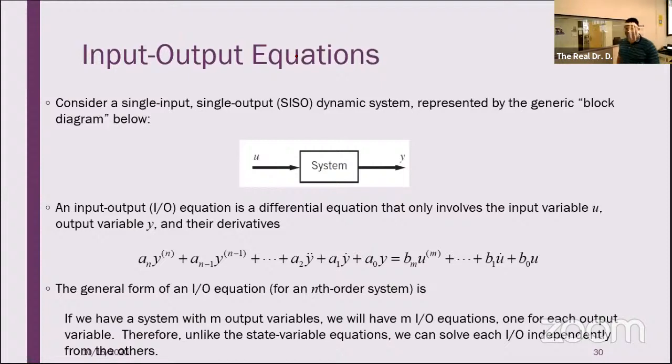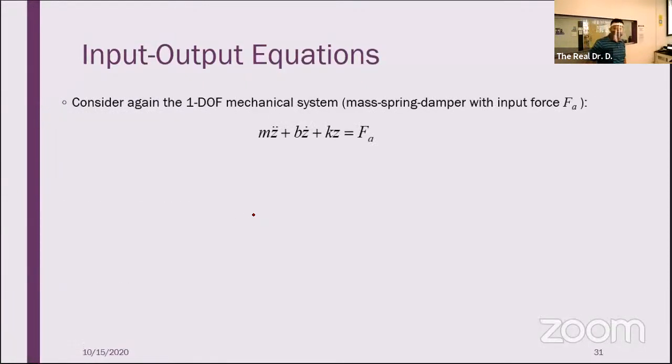So unlike state variable equations, we can solve each part of our system independently using an IO equation. We don't need to solve a system of coupled differential equations when using IO equations. We can actually solve them independently, which is nice, right? You don't have to run this full-scale simulation if you're only wanting, you know, the current from your motor, right? You can use your IO equation. That's good. That's helpful in certain situations.